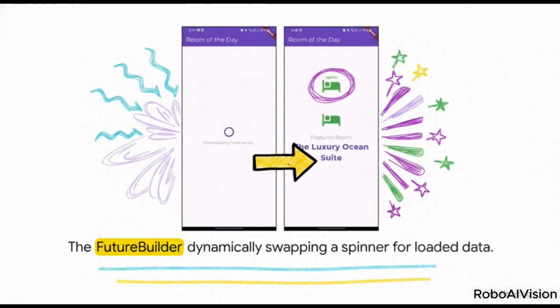When you actually run this on a real phone, it's incredibly smooth. Thanks to the Future Builder, nobody is staring at a frozen screen. Instead, you see a beautiful purple spinner, and the exact millisecond the data arrives, boom, it dynamically swaps out the spinner for your featured item, like the luxury ocean suite.